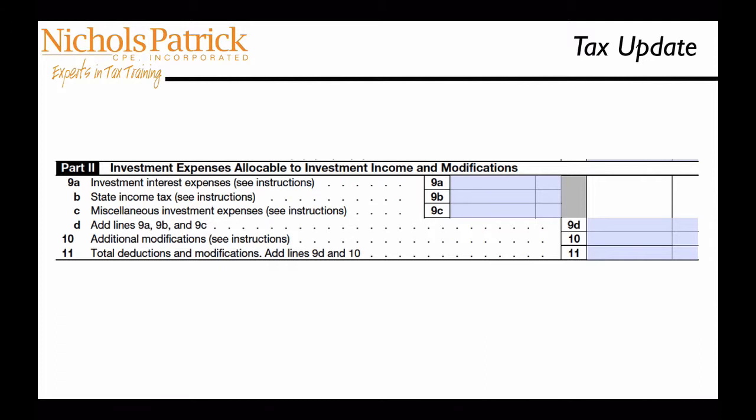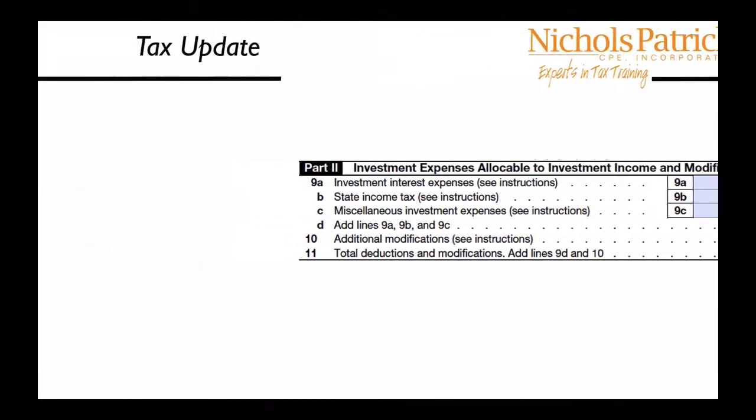As well, both lines B and C are impacted by the Pease limitations, the overall limitations on deductible itemized deductions, and we'll have to give both of those lines a haircut based on that. Again, this is described in the proposed regulations. We add up our total deductions. Line 10 allows, again, for special case modifications as allowed by the regulations. And line 11 gives us our deductions.